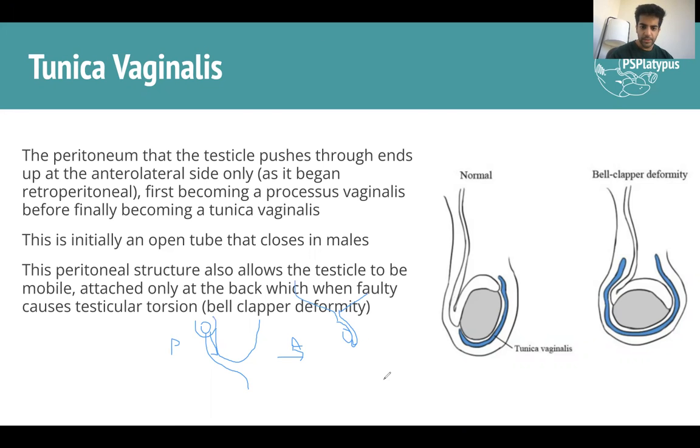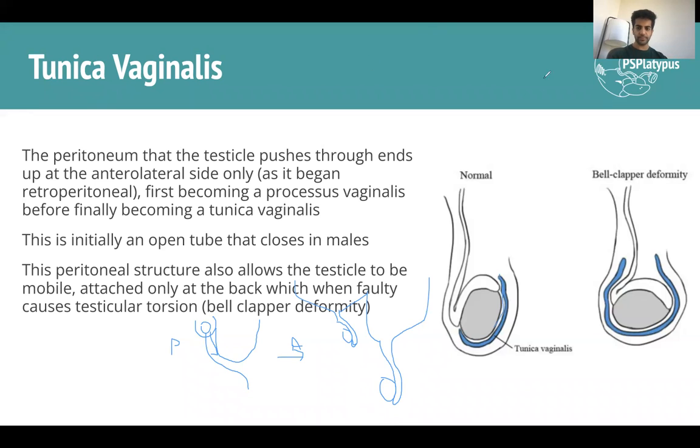And it sort of forms this pouch going up, and it sticks to the anterior side of the testes like this. And then back up in the abdomen, it's your peritoneum. So your tunica vaginalis, your testes are not actually inside the tunica vaginalis, it's just behind it. And it attaches like this.